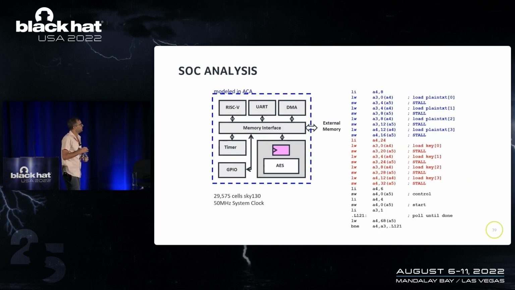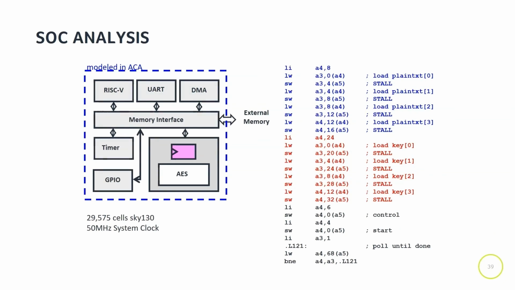So we took an SoC, which is a little different than the one I just showed you. But it's basically a small SoC with a CPU core, some peripherals, some memory, and an AES accelerator. And we loaded this piece of software on it. And basically what you're seeing here, in the blue instructions, is that it's first loading the plain text. So it's loading 32 bits from memory, and then storing it in the AES engine, and doing that 4 times, so it transfers 128 bits.